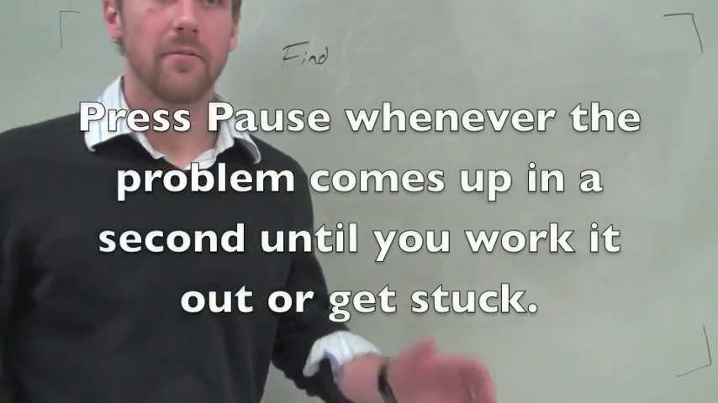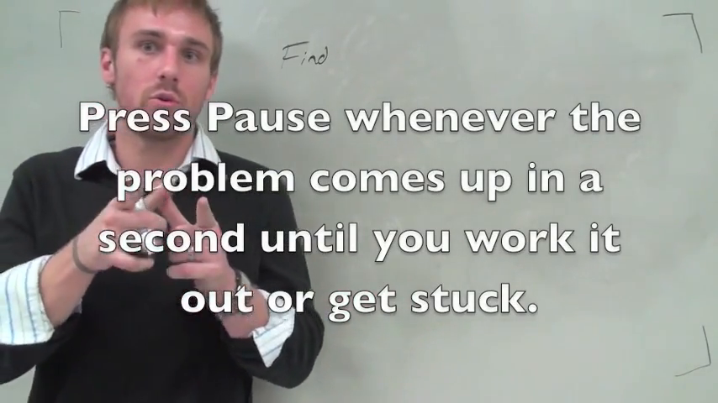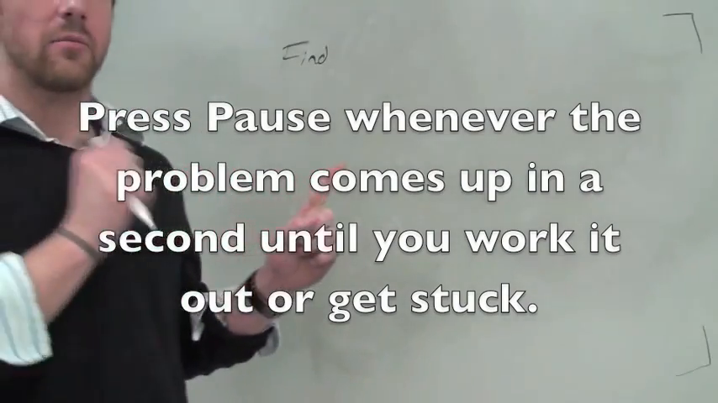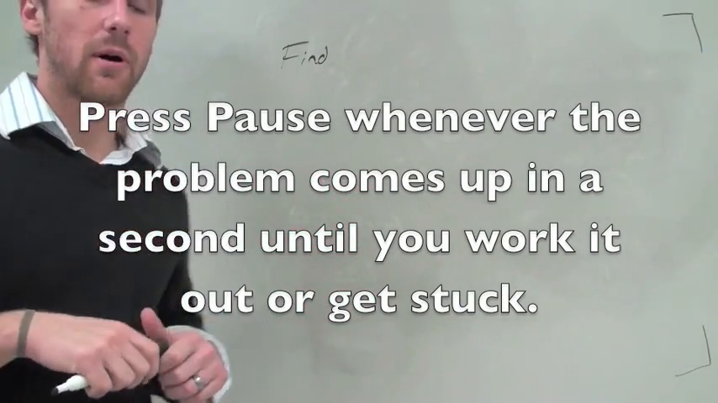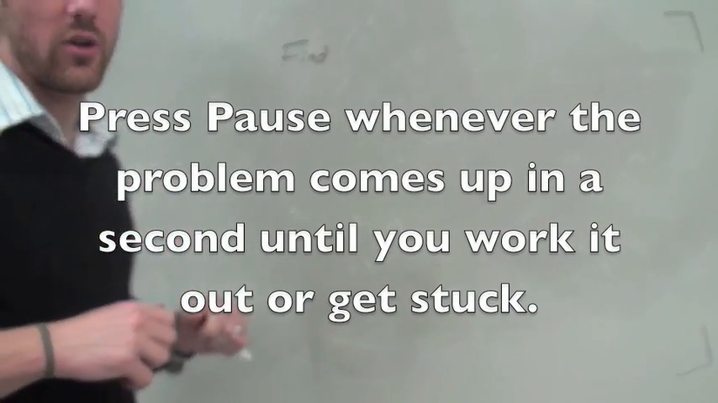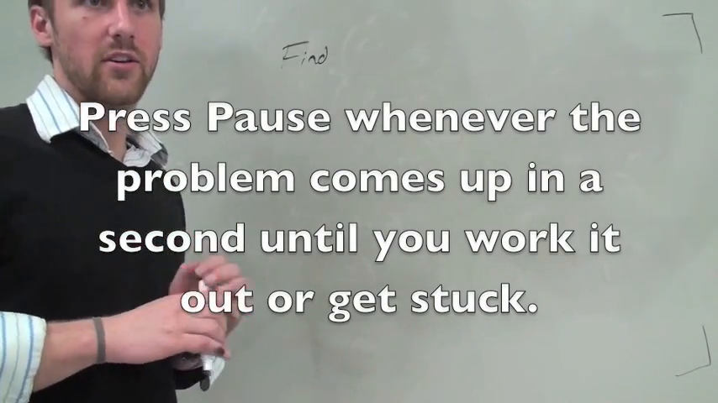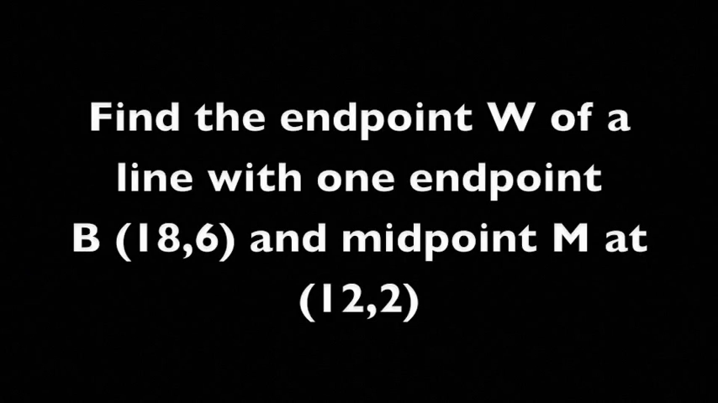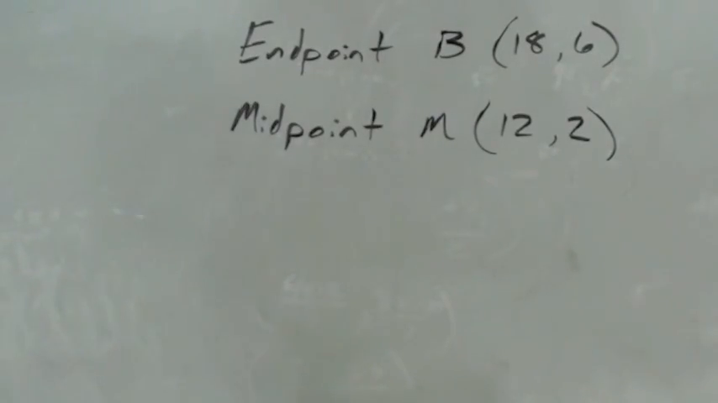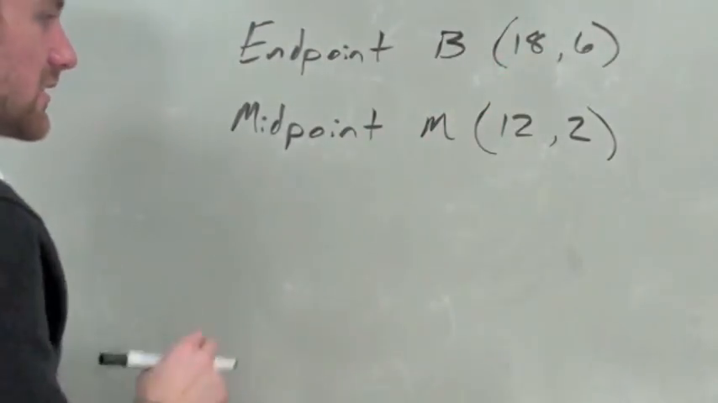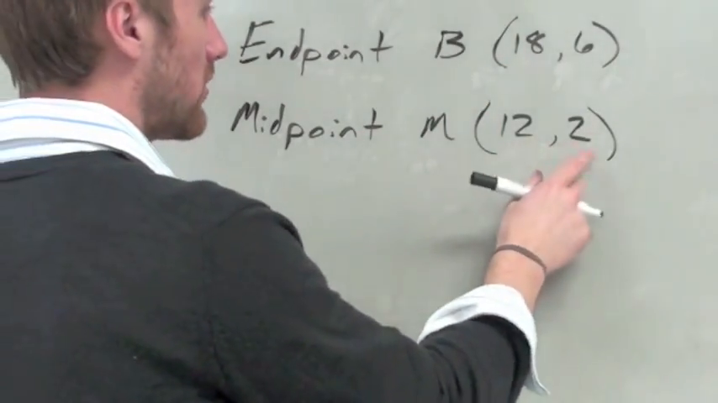All right. Now it's time for you to work it out if you know one of the endpoints and the midpoint. So, it's about to pop up on your screen. Solve it, whichever way was most comfortable for you, and then we'll work it together. So, good deal. All right. You had endpoint B at 18.6, and you have midpoint M at 12.2.